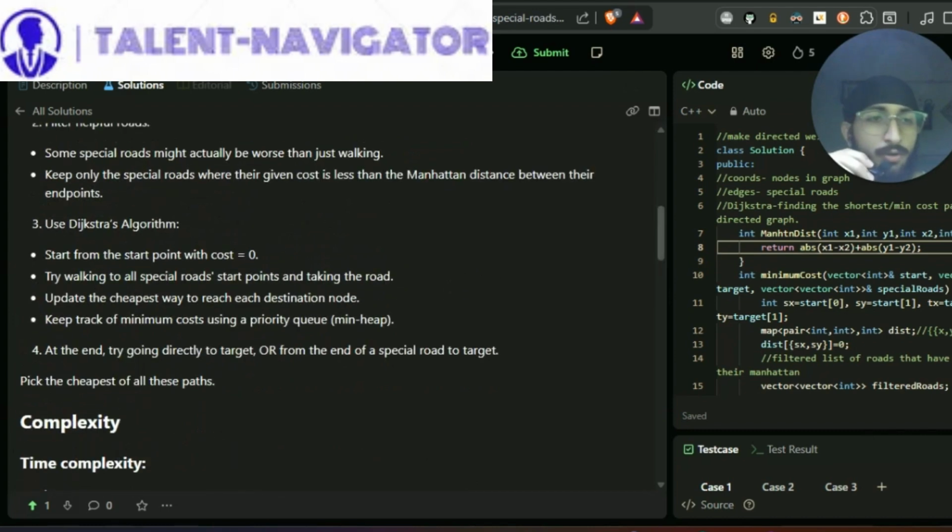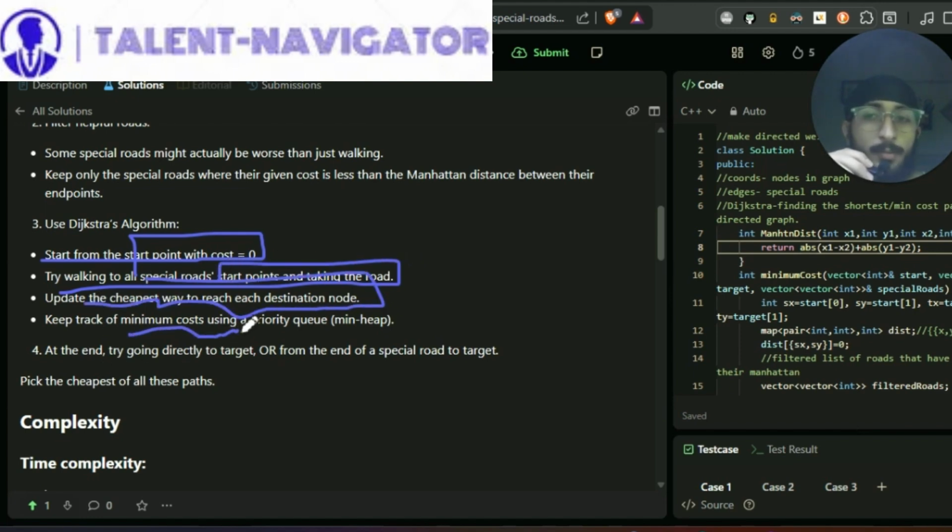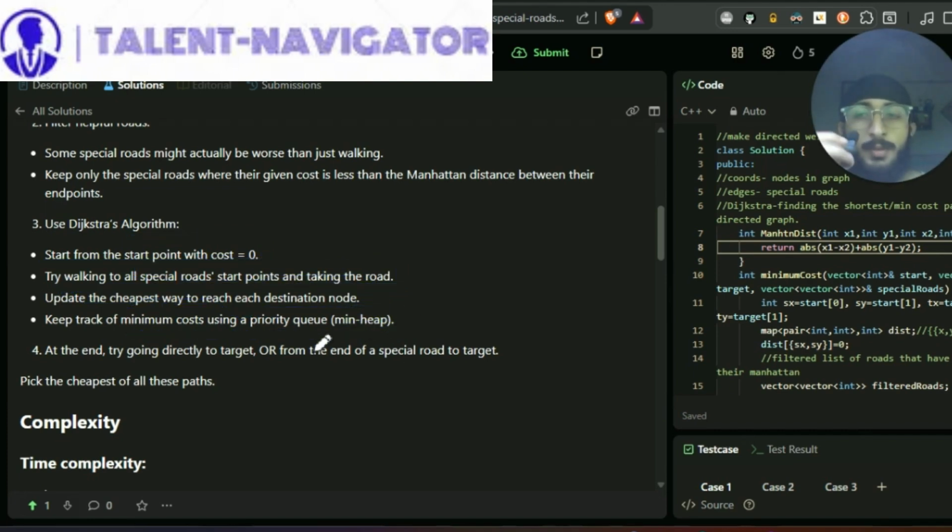Finally, we use Dijkstra's algorithm. So we start from the start point with cost equal to 0. Try walking to all special roads' start points and taking the road. Update the cheapest way to reach each destination node and keep track of the minimum cost using a priority queue. We'll be using a minimum heap because we have to consider the minimum or the shortest path.